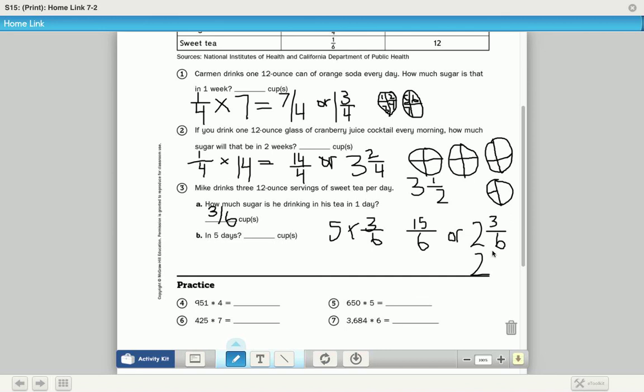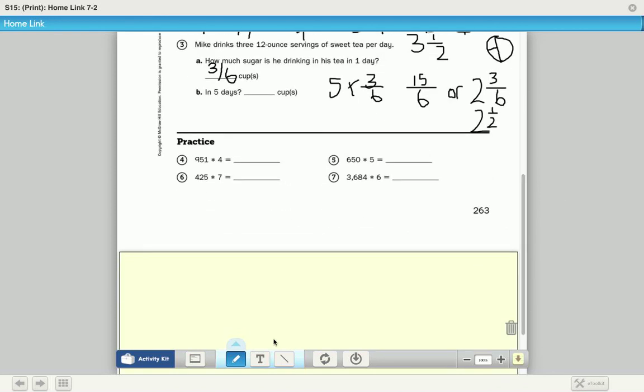You could also think of it as if you drink a half a cup in 1 day, 2 days you drink a whole cup. In 4 days you drink 2 cups, and then that 5th day you drink another cup. So it would be 2.5. Okay, so then down at the bottom, 951 times 4.